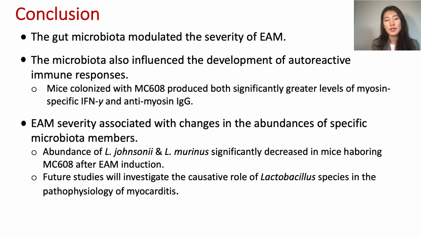To conclude, we saw that the variation in gut microbiota composition modulates the severity of EAM and associated autoimmune responses. The mice colonized with MC608 produced remarkably higher anti-myosin interferon gamma and IgG responses. The abundance of the Lactobacillus genus showed the greatest decrease in mice that experienced the most severe EAM. In the future, a causative role of Lactobacillus species in regulating the pathophysiology of myocarditis will be investigated.